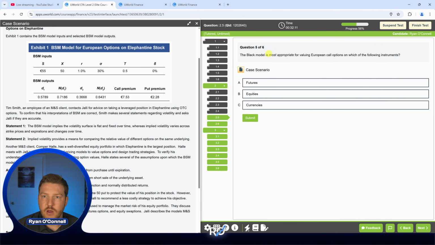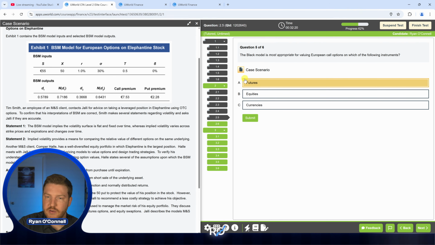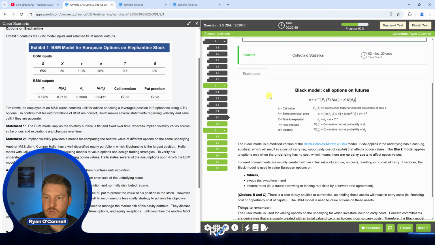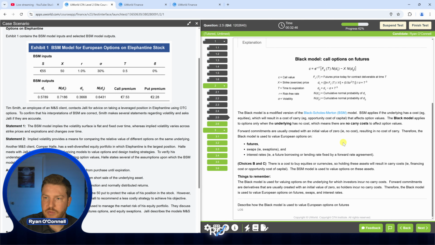So if we go back to this one, the Black model is most appropriate for valuing European call options on which of the following instruments? Well, we see in the definition, I kind of cheated by showing the definition, but the right answer is futures. If we think about equities and currencies, these aren't really costless to carry, because if you wanted to buy into an equity, you actually have to spend money up front. That has a cost. If you want to buy into a currency, that's going to have an outlay up front too. So we're going to go with futures, and there's more in-depth detail about it down here.